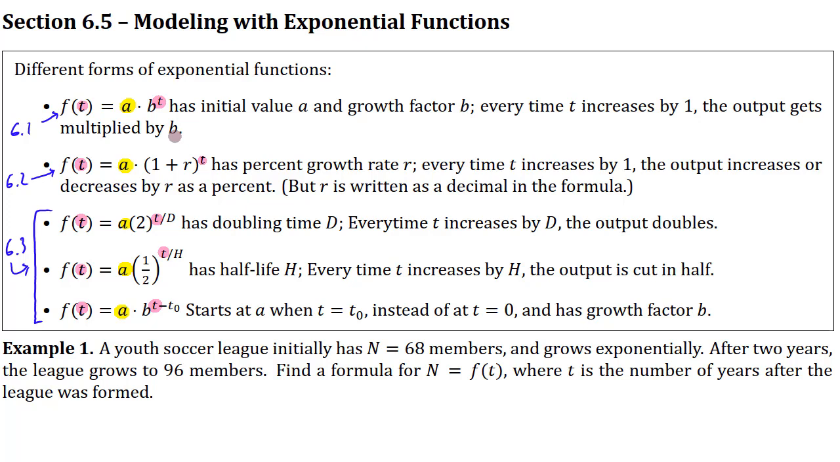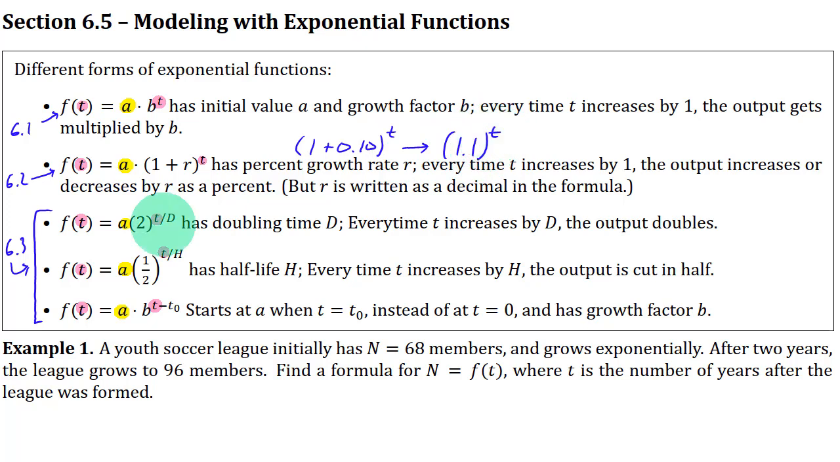Or if you talk about a percentage growth rate, r, that means every time t increases by 1, the output, the result of the function, increases or decreases by r as a percent. But in the formula, you write r as a decimal. So for example, if something's increasing by 10%, you write 1 plus 0.10 for a 10% increase, to the power t, or 1.1 to the power t. That makes it increase by 10%.